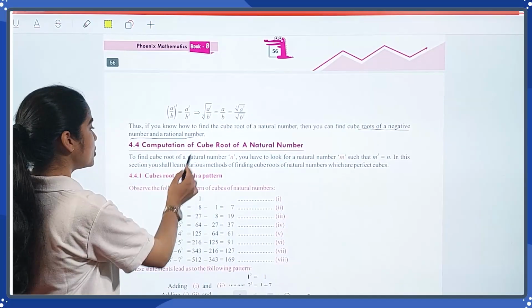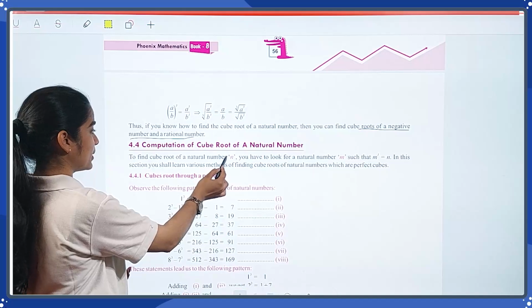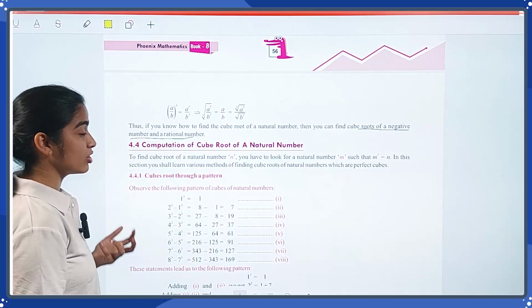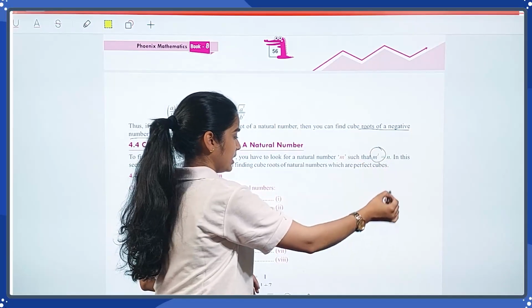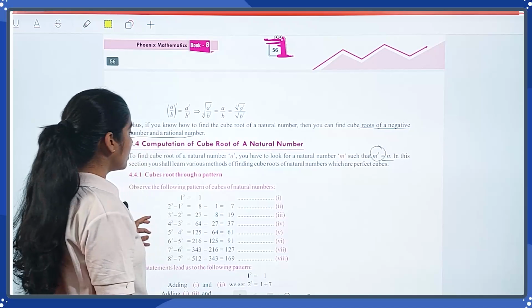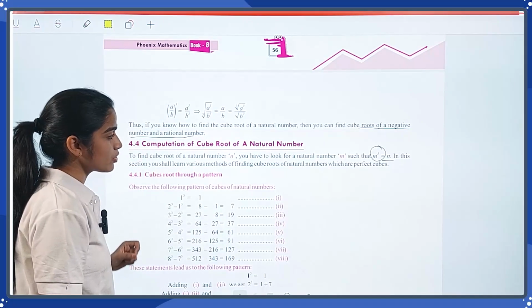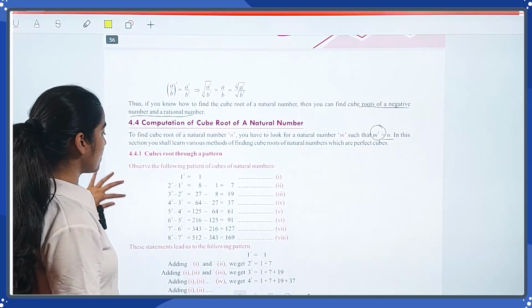So now, computation of the cube root of a natural number. To find the cube root of a natural number n, you have to look for a natural number m such that m cube is equal to n. In this section, you shall learn various methods of finding cube roots of natural numbers which are perfect cubes. Okay, so now cube roots through a pattern.